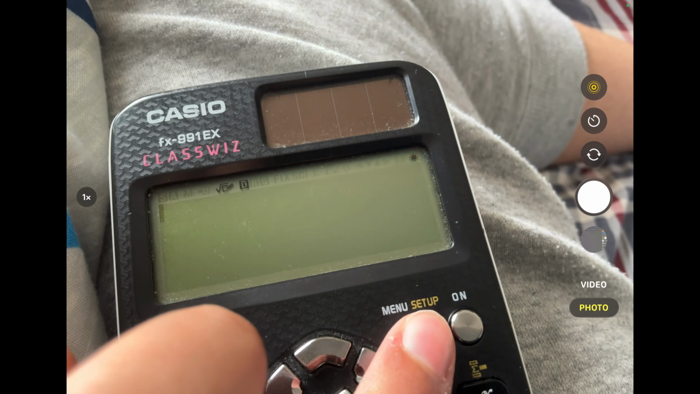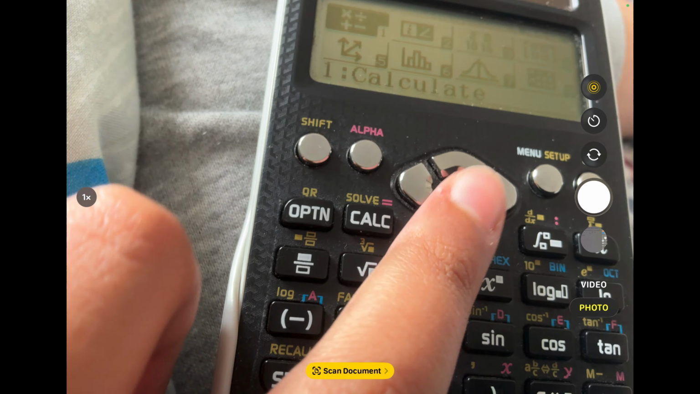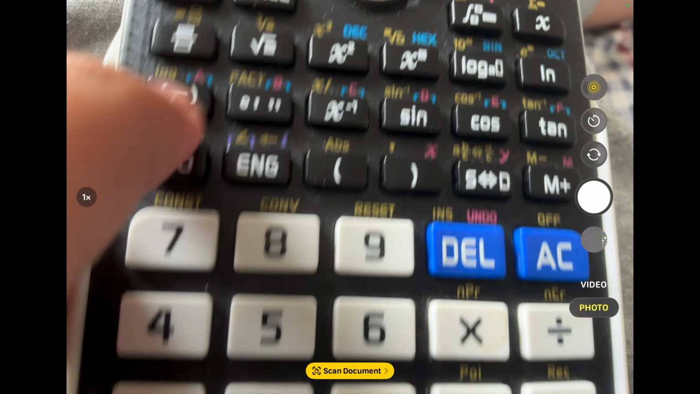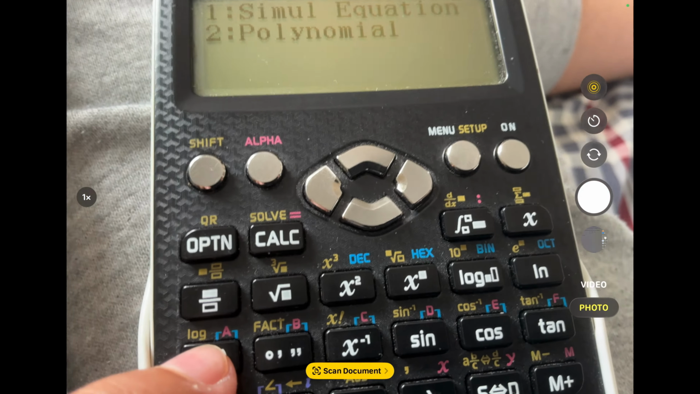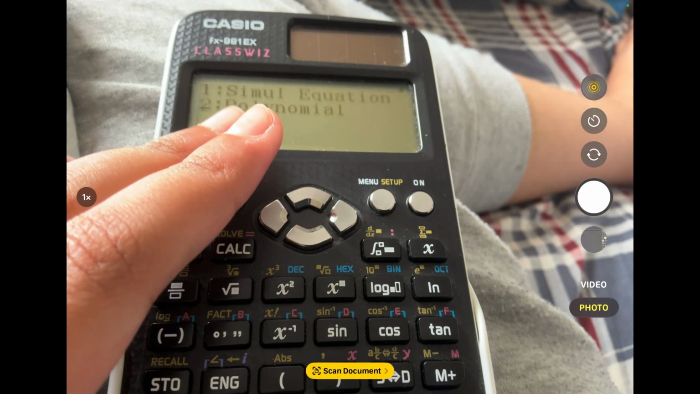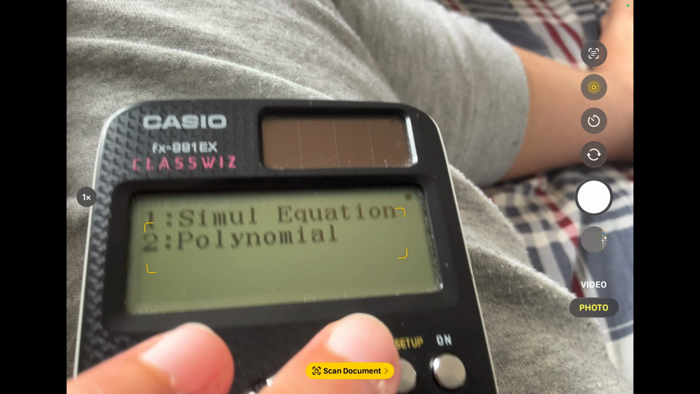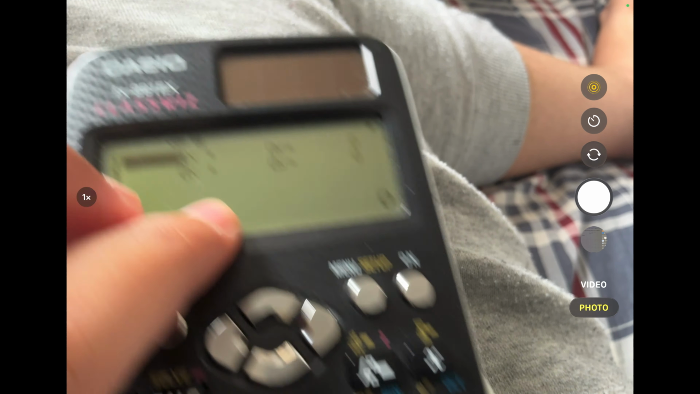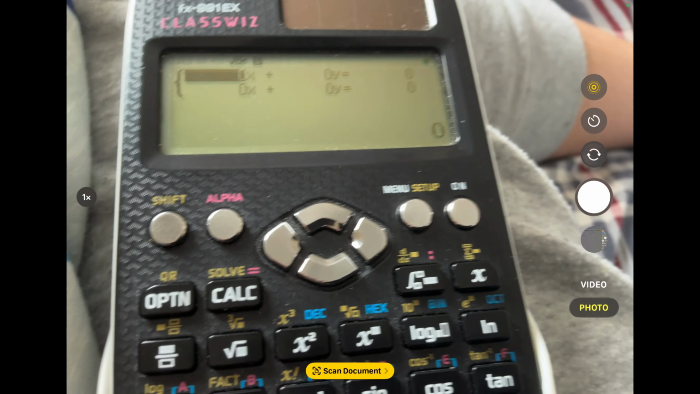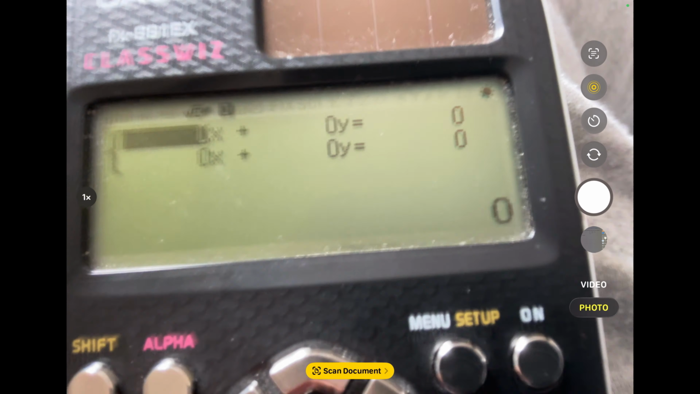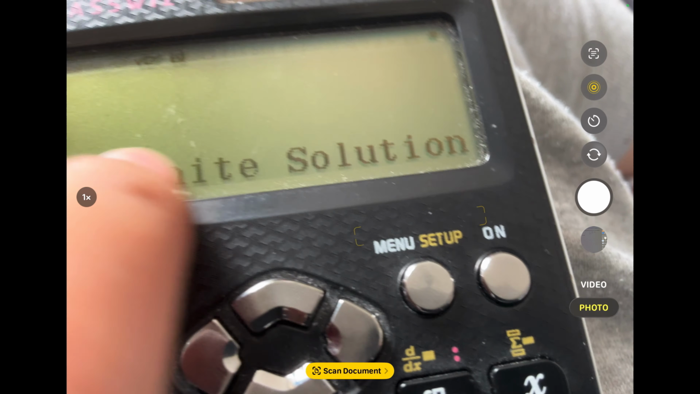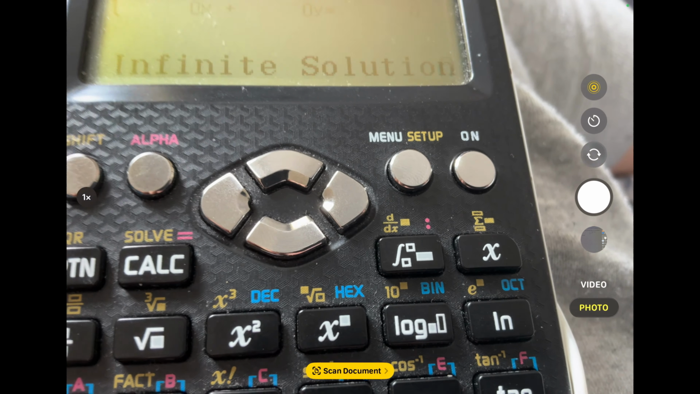So you go to menu. You can scroll down to this option A, or just press this. If I press this, I'm on A. Since I want simultaneous equations of two variables, I can just press AC, and that will bring you to this menu. Then you just press enter, and this is the default one. It has infinite solutions, so you can then solve with that one.